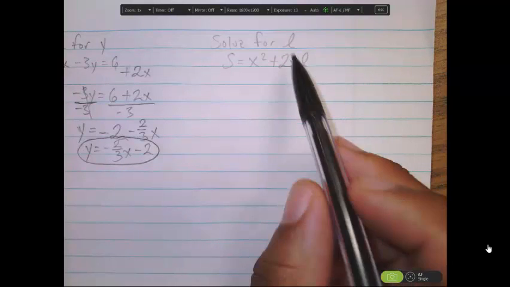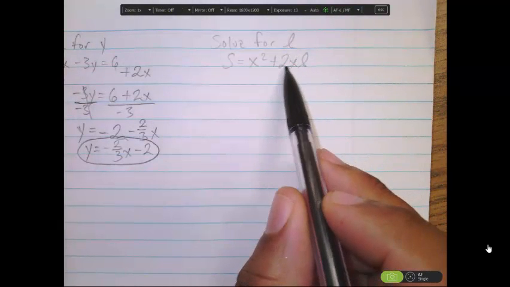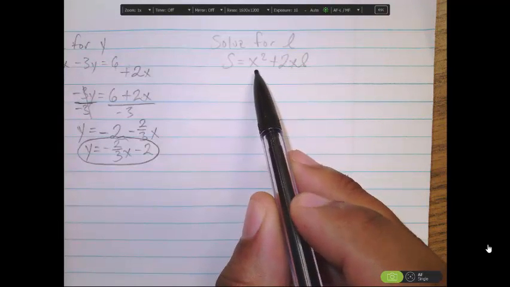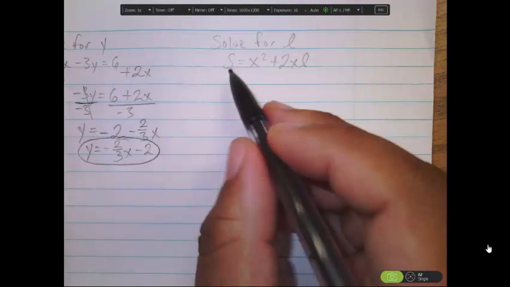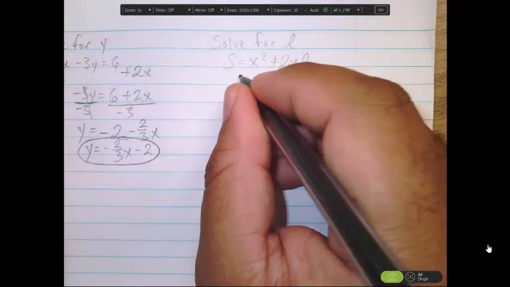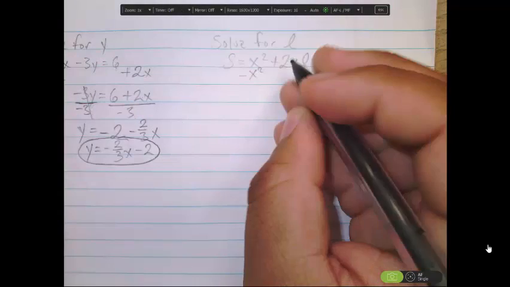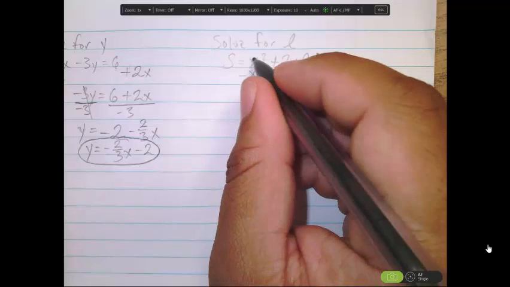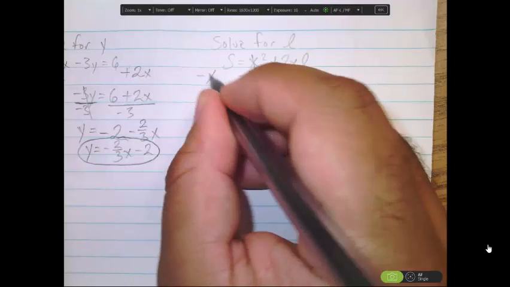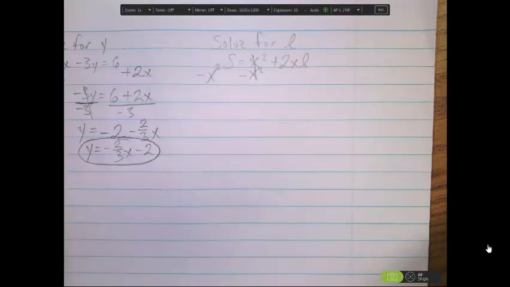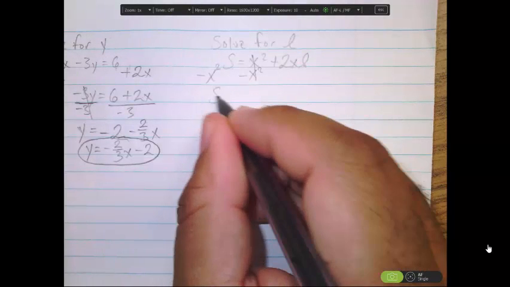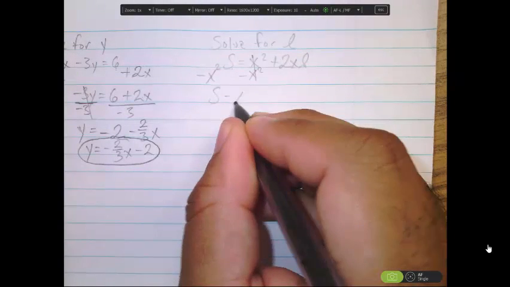First step, just like any other equation, we want to deal with whatever is not attached to the variable we're solving for. So let's get this 2x, this x squared, I apologize, on the other side. The opposite of addition, of course, is subtraction. So we're going to subtract 2 x squared. That cancels, and we are going to subtract it from the other side, x squared. Let's rewrite it. We're going to start with this s. So we can say s minus x squared, right?